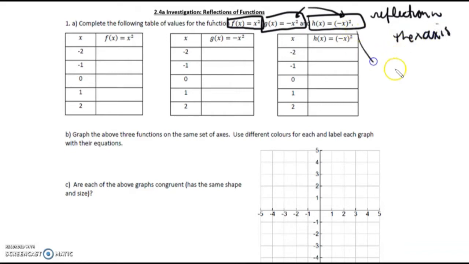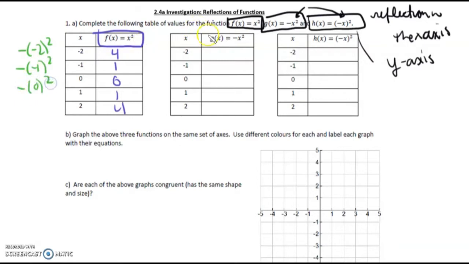And then the second one is in the y-axis. Let's take a look at what that actually looks like. So we know our normal parabola, with x values negative 2, negative 1, 0, 1, 2. Now, if we took each of these and reflected it, it would be like negative 2 squared, negative of negative 1 squared, negative of 0 squared. What would happen is all of these y values would be negative: negative 4, negative 1, 0, negative 1, negative 4.